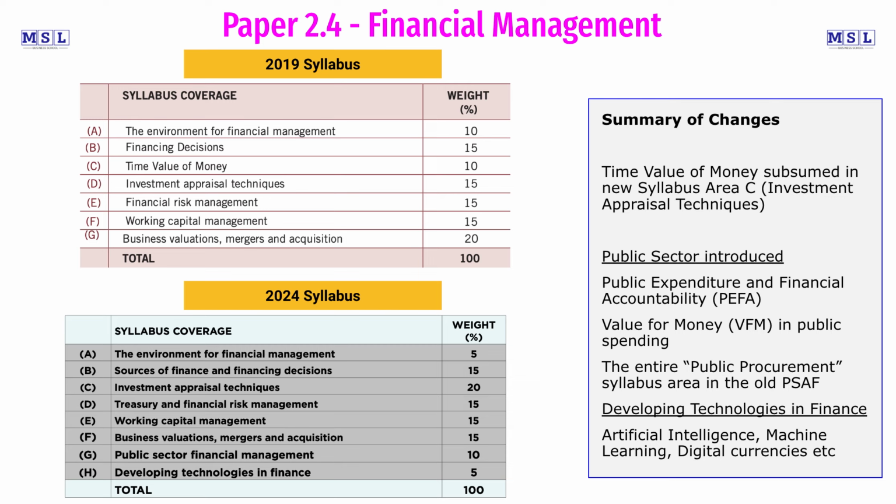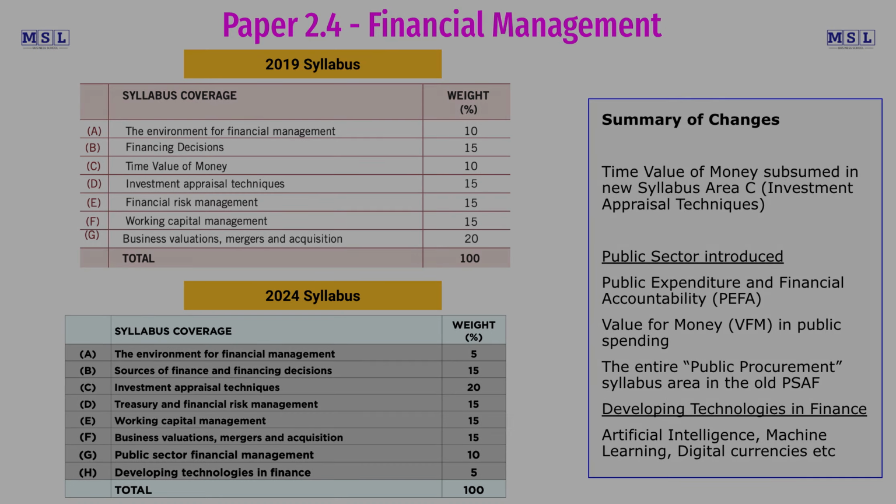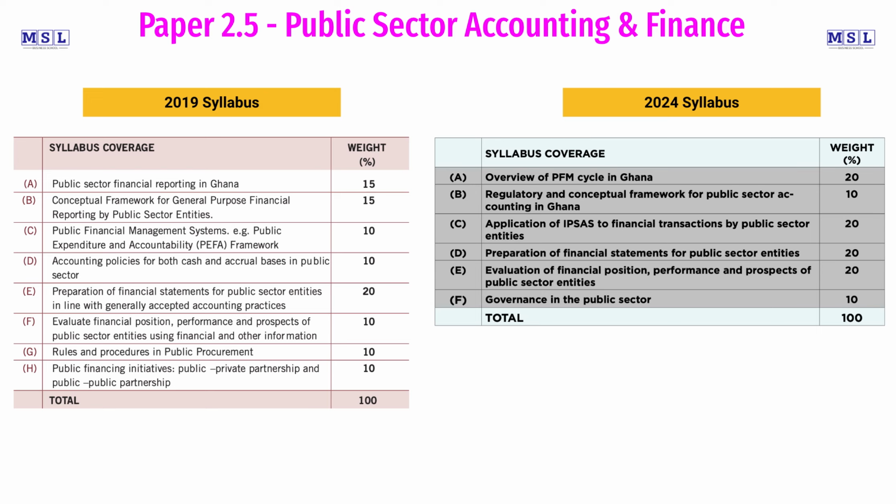Public procurement is no longer a standalone topic, right? In public procurement, you find that in the public sector paper. Then developing technologies in finance for just 5 marks, but things like artificial intelligence, machine learning, digital currencies are all part of financial management. Then this is the star of the show, the paper that saw the biggest change.